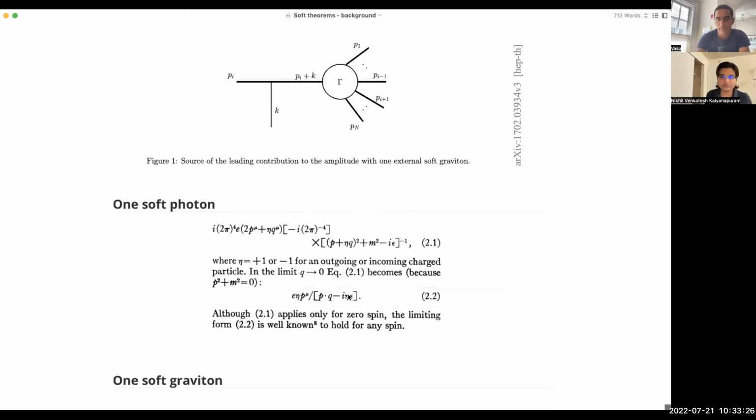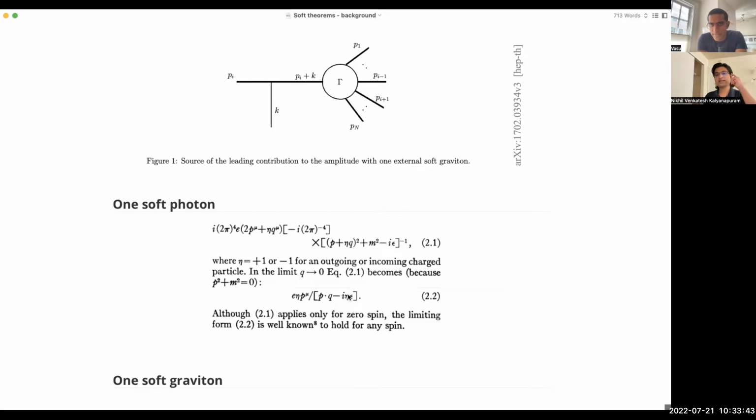If I could just make one comment here. Sure. The universality of this is easily checked. You can take a fermion, a spin half particle, and attach a soft photon or a soft graviton to it and see that you get a factor like this.